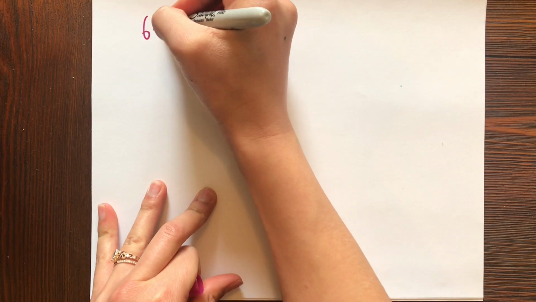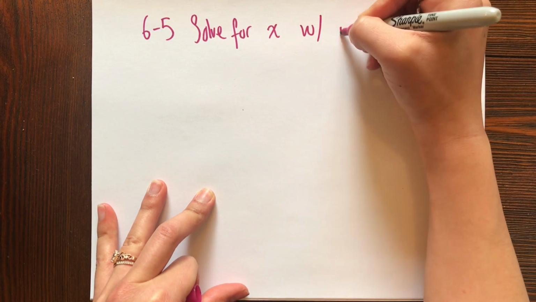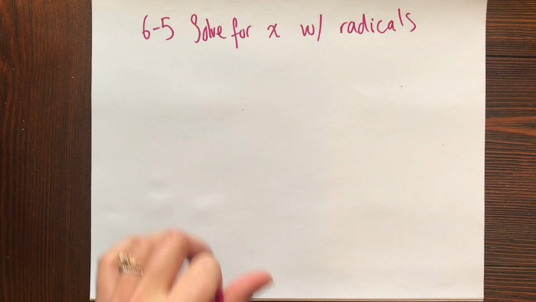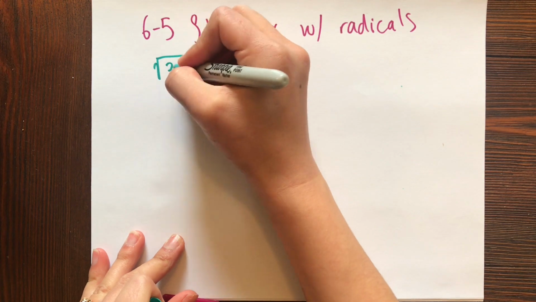Algebra students. Today we are going to be solving for x or a or y or whatever variable, but we're going to have square roots, cubic roots, things like that involved. We haven't done that very much before. Okay, so we're going to solve for x when we have radicals.